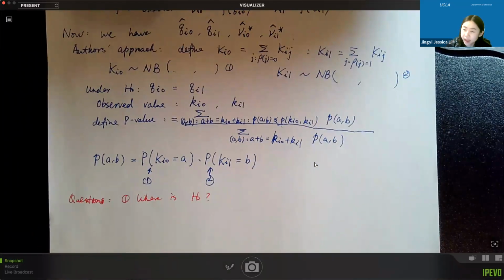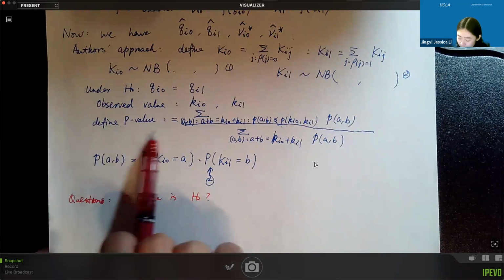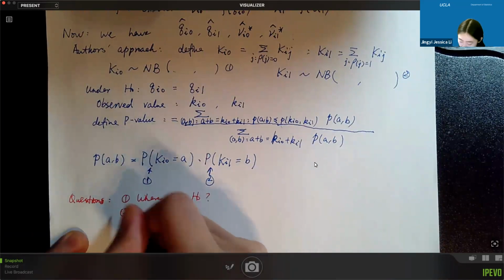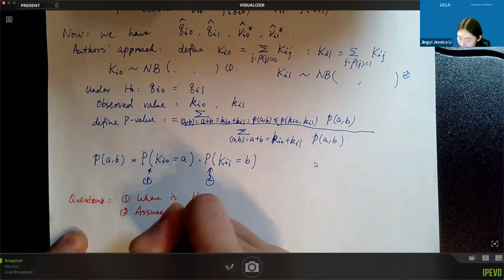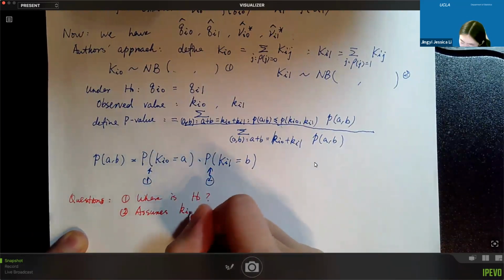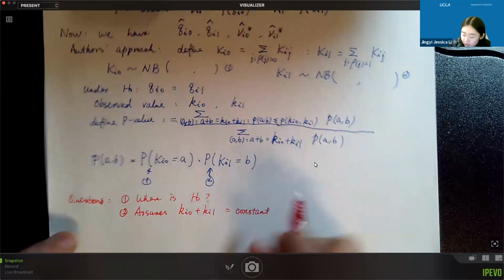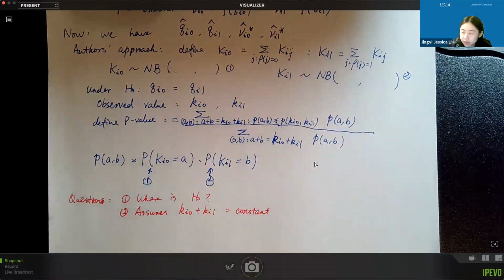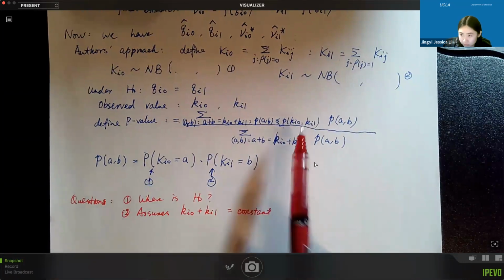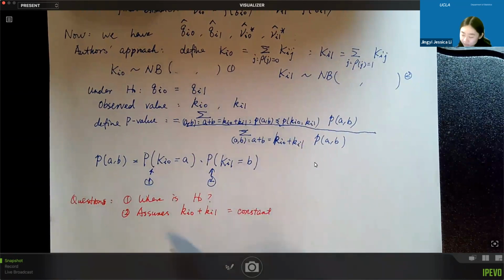And the second question I have is that this p-value definition is essentially assuming that KI0 plus KI1 is equal to a constant. That's why when we consider possibilities, we're considering other integers A and B so that their sum is equal to this observed sum. But why is this reasonable? Why would we assume that gene I's total count in our samples is a constant? I don't see why. So I would say these two are the primary questions I have here.